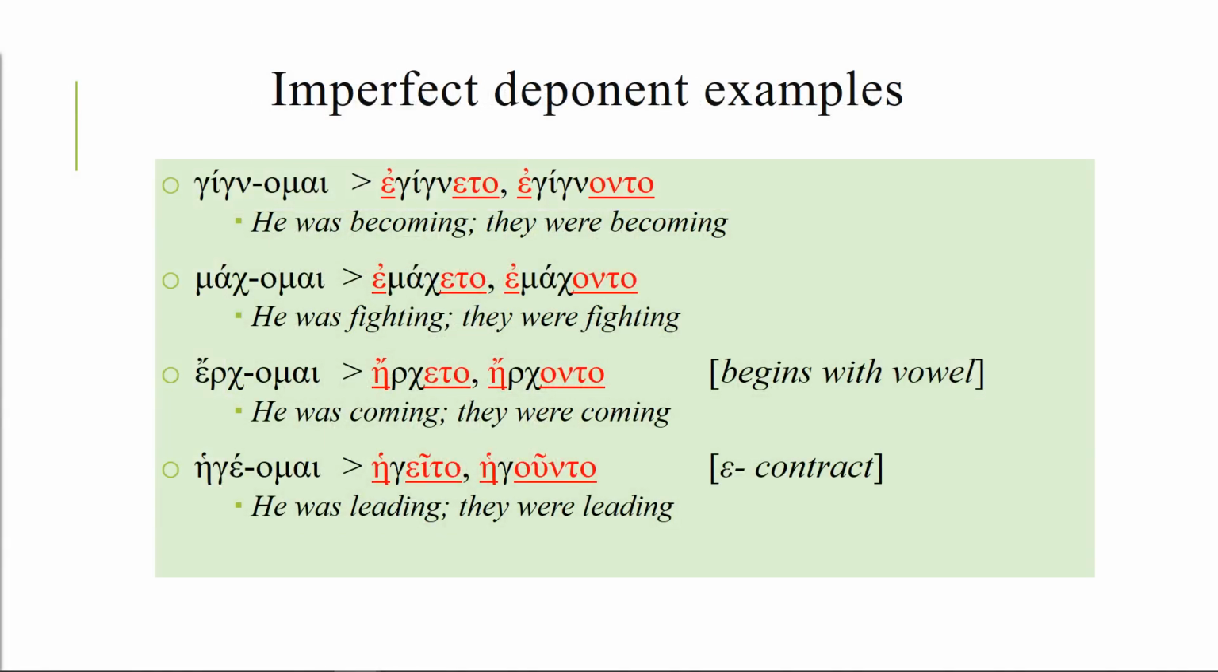So we get some examples of deponents here. Gignomai, you take the omai off to get gign. You add the augment at the beginning, you add eto and onto to the end. He was becoming, they were becoming. Machomai, same thing. Erchomai begins with a vowel, so the epsilon becomes an eta when it adds the augment. And then hegeomai ends with a vowel, and so that epsilon is going to contract when you add the endings. And you get hegeito and hegounto. So very straightforward, right? So far.